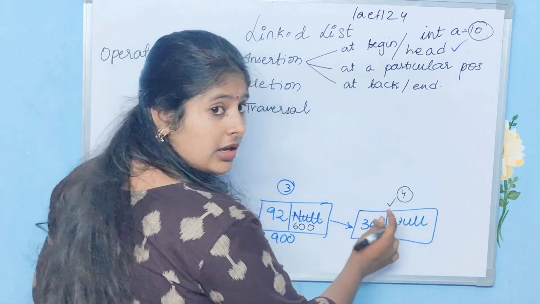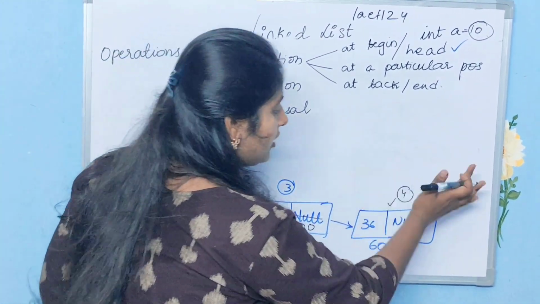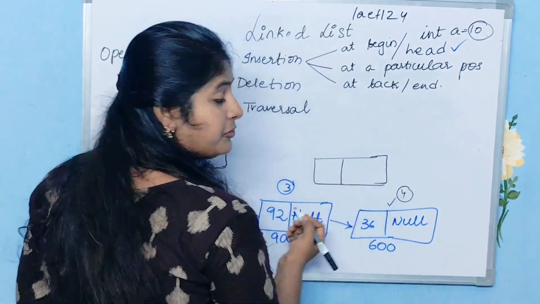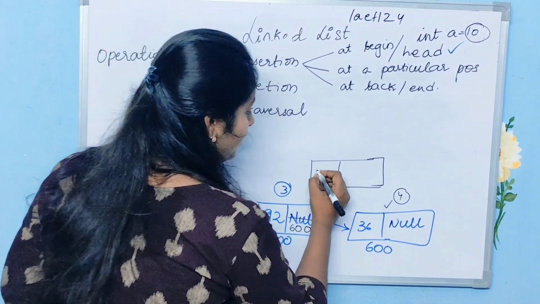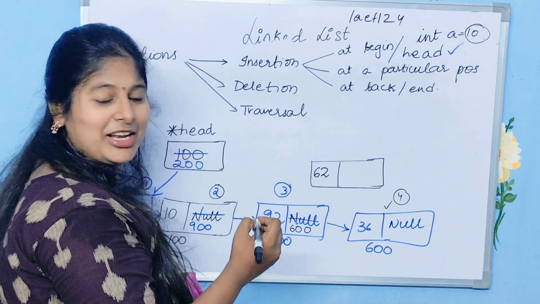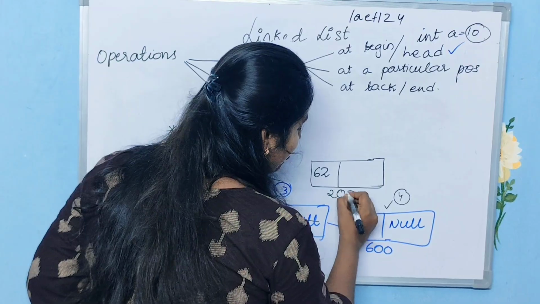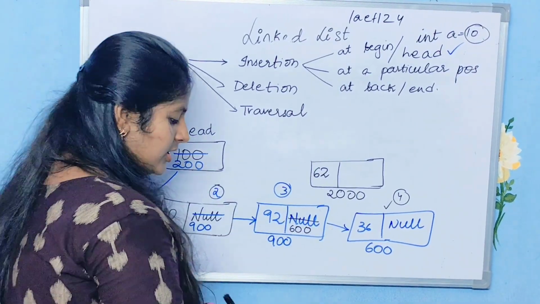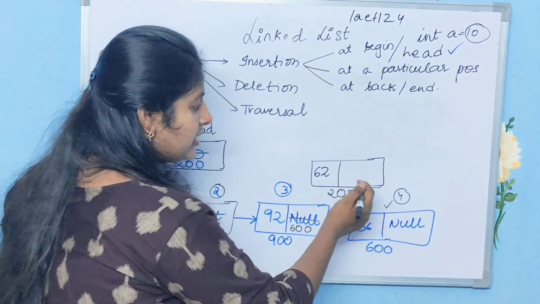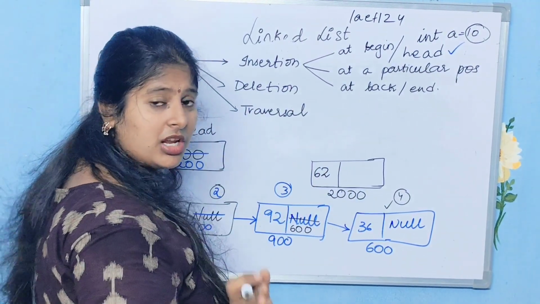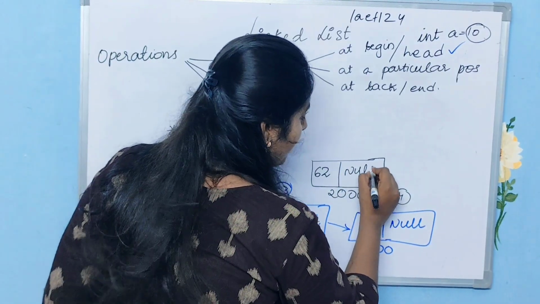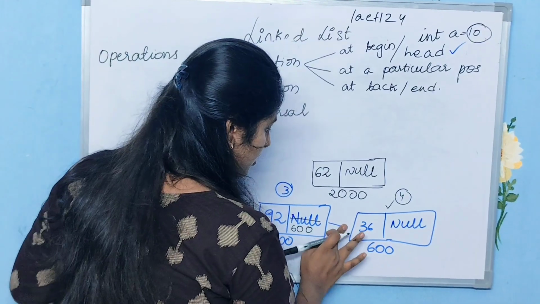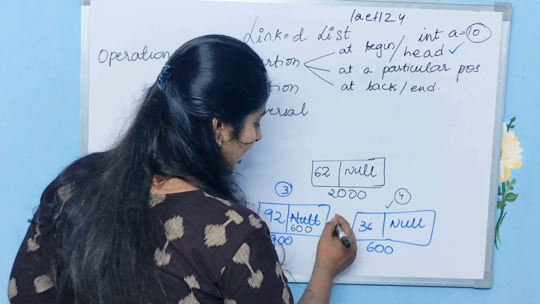So this is me and I wanted to add an element at my position. So I will be going to the next position. I will show you. Say for example, my element is 62 and my location is 2000. Okay. I will be using any random addresses. So, is there any other element after this? I did not establish any connection, so my next part is null. Now, I will establish connections. So, I have added an element between 3 and 4.